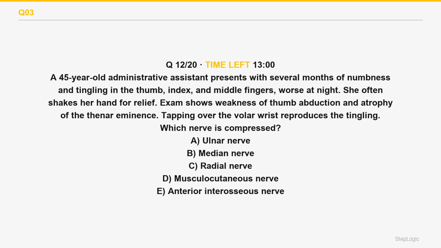Read the command. Which nerve is compressed? Numbness in thumb, index, middle fingers, worse at night. Thenar atrophy, positive Tinel sign at the wrist. Carpal tunnel syndrome.